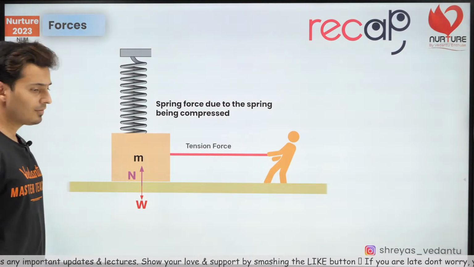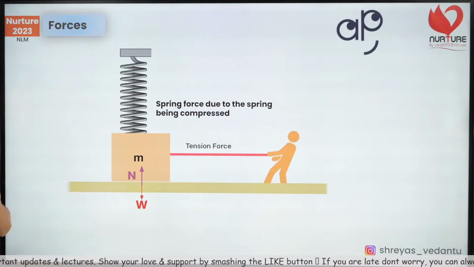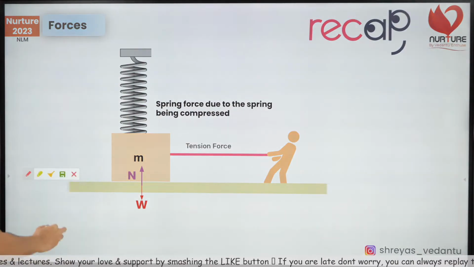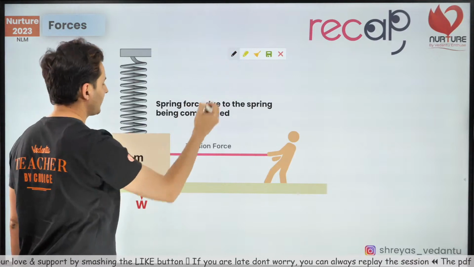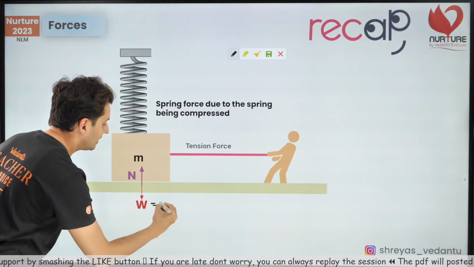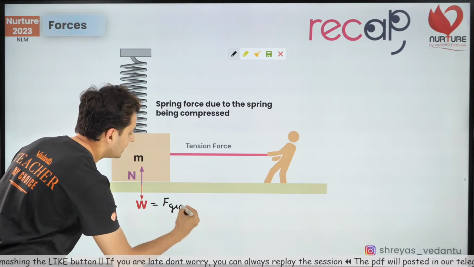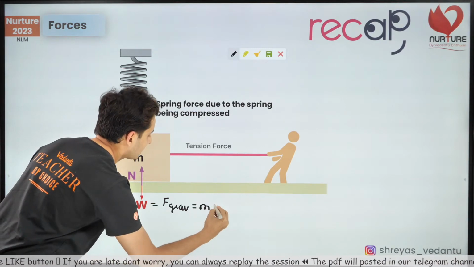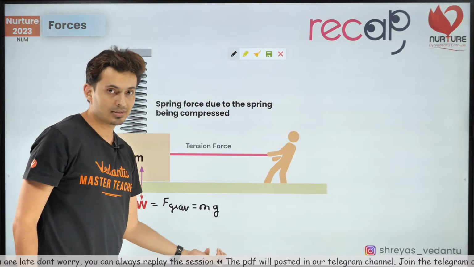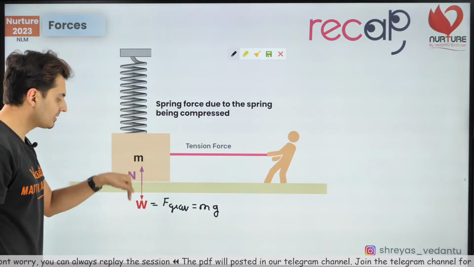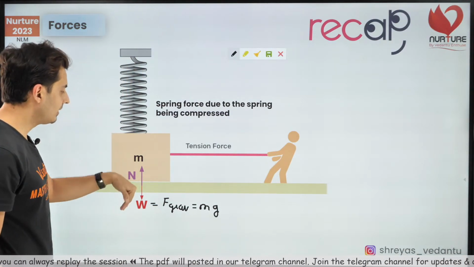Okay, we have spoken about normal, weight, spring and tension. All the forces are in this slide. This is a quick recap. Remember, weight is nothing but force of gravity, and that is nothing but mass into g. That was the weight. It's expressed in Newton. It's always directed towards the center or vertically down.